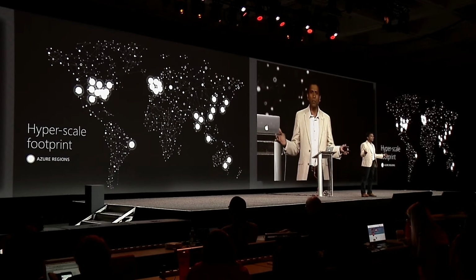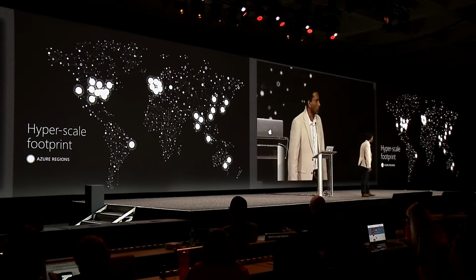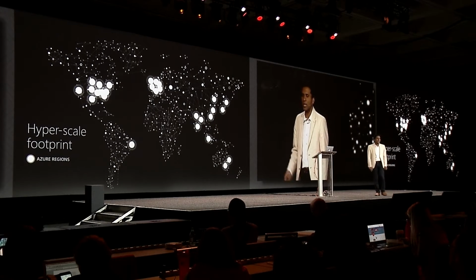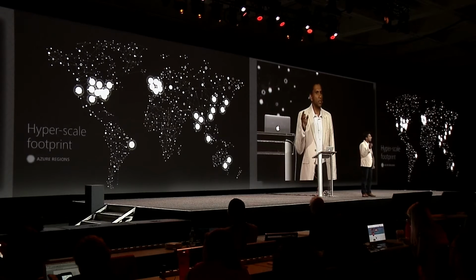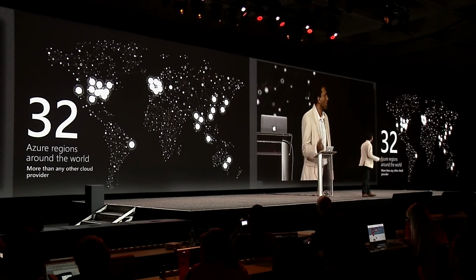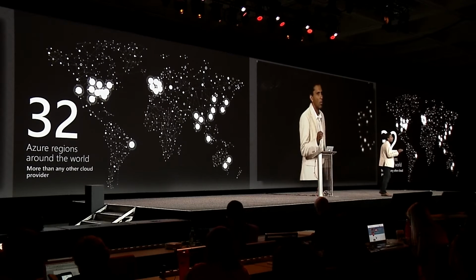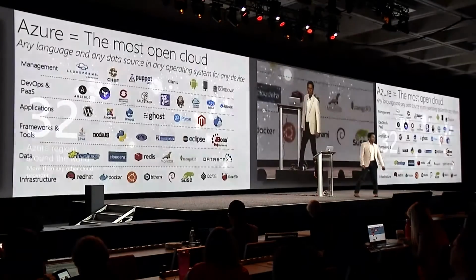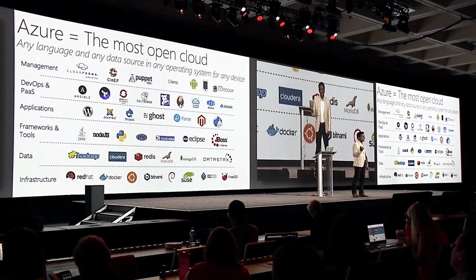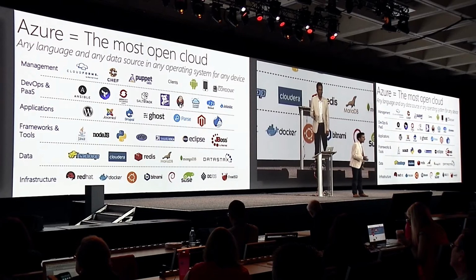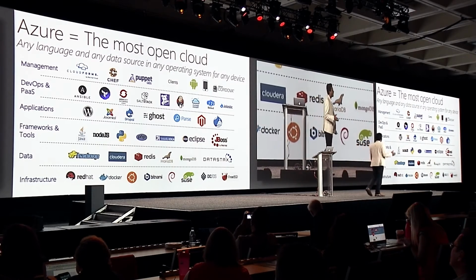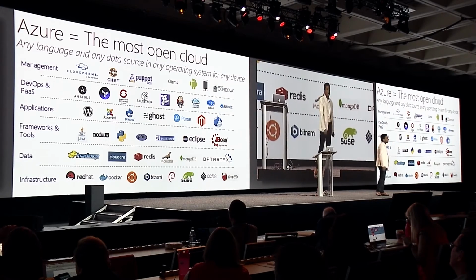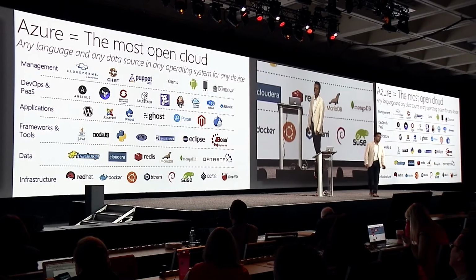And I also want to tell you a little bit about the scale of Azure, the cloud. It's truly a hyperscale cloud in all of those regions across the globe. There are 32 regions supported by Azure around the world, more than any other major cloud provider. It's also an open cloud. It supports any language. It supports any data. It supports any operating system for any device. And you see all of those applications and platforms that run on that cloud.